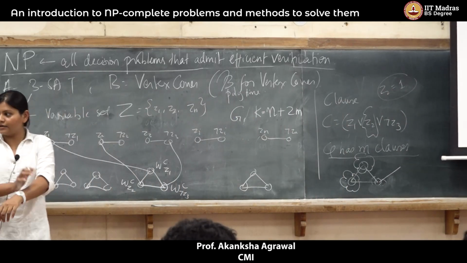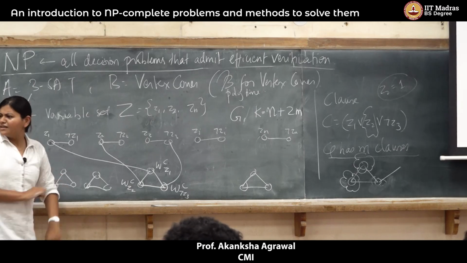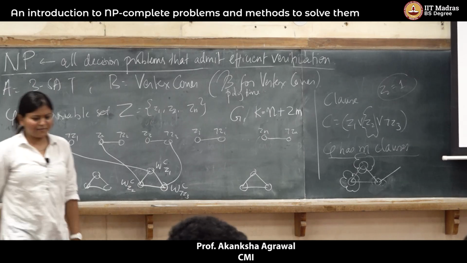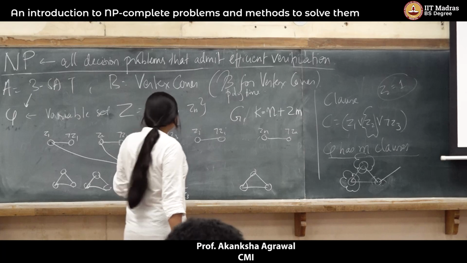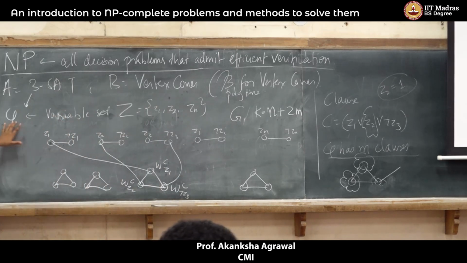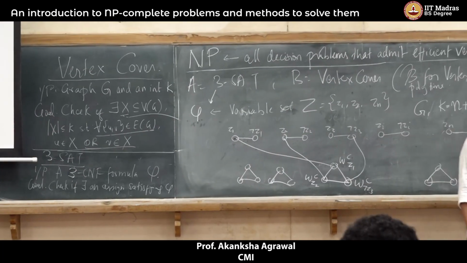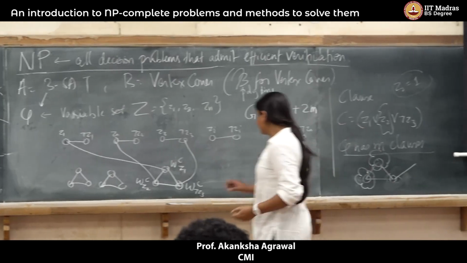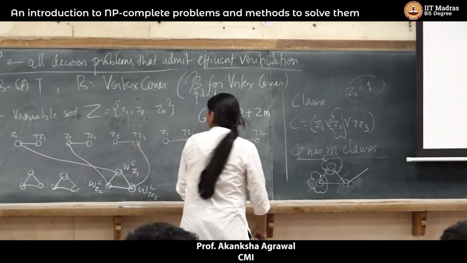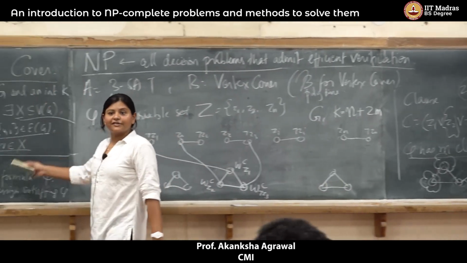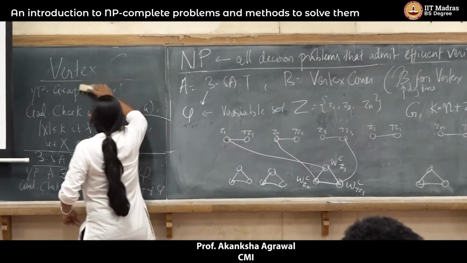So we'll quickly wrap up the reduction. So Pranav, 10 minutes, right? Yeah. Okay. So we'll prove that phi has a satisfying assignment if and only if this graph G comma K is a yes instance of the vertex cover. That's our goal. Now maybe I can erase this part, now that we are comfortable with the definitions.